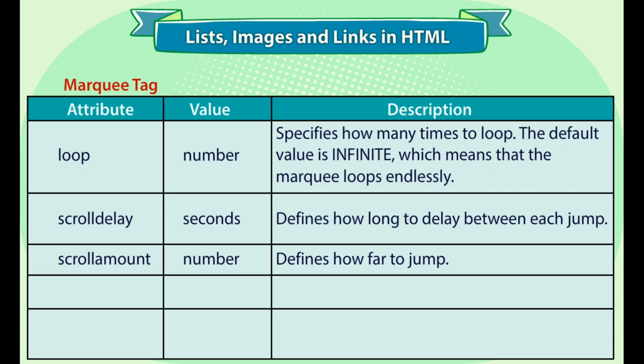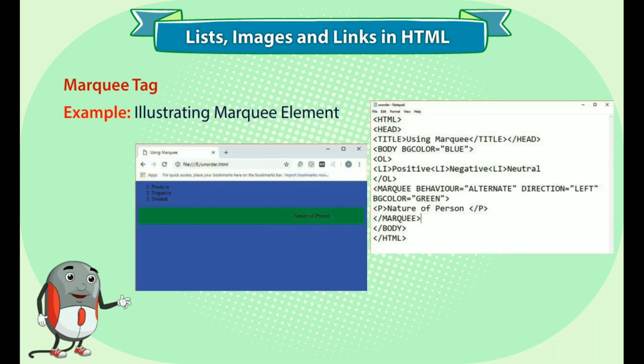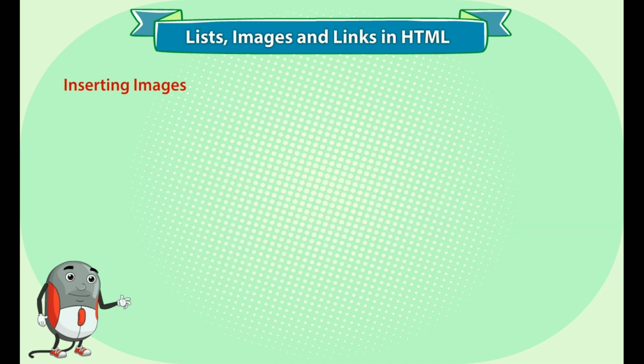Defines how far to jump. Width, pixels or percentage. Defines the width of the marquee. V space, pixels. Specifies vertical space around the marquee. Example: illustrating marquee element.